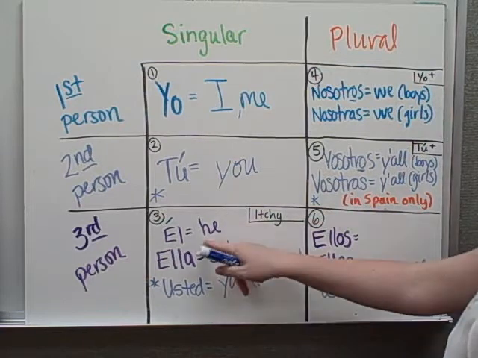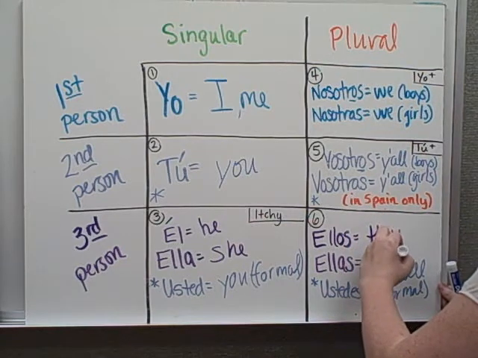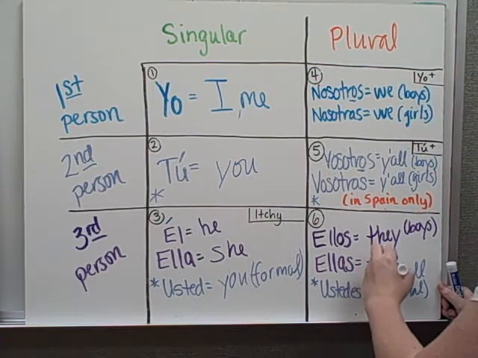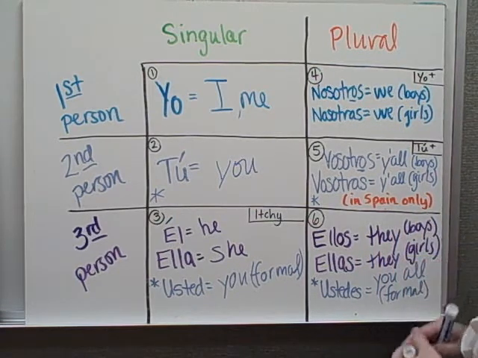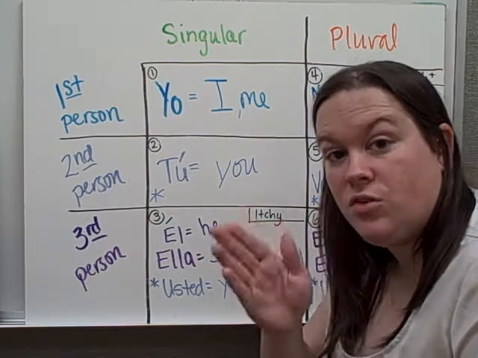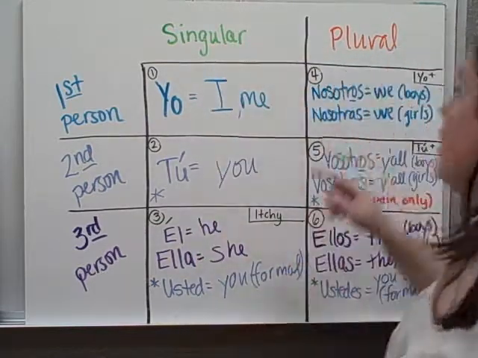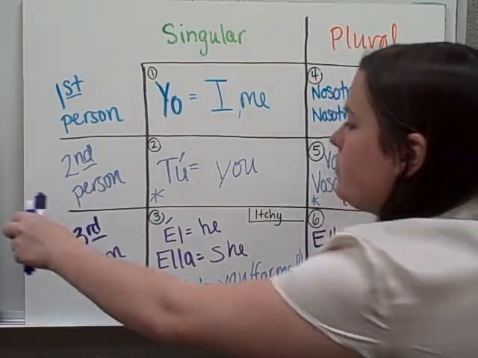And then the plural of él, or he, is going to be ellos. They, you guessed it, they boys. And ellas, they girls. Also, please note that these are divided right here. All of these are singular, so you're talking about one person. All of these are plural, so you're talking about two or more people.